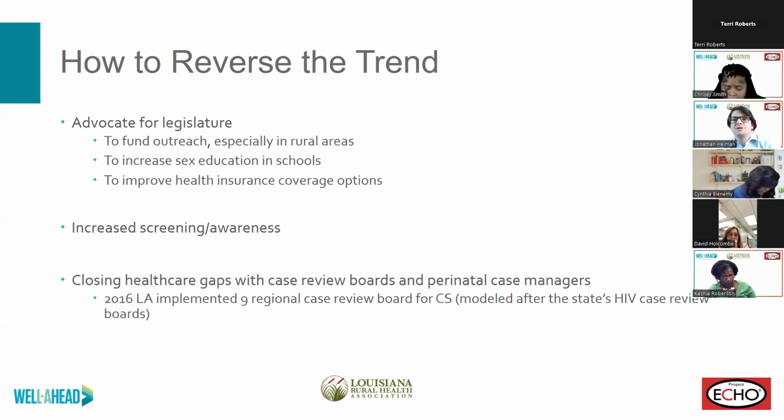Okay, so what are some things that we can do to reverse this trend? I think we have to take steps on many different fronts to start seeing these numbers change. Advocating for good legislation to fund outreach, especially in our rural areas. I'm, again, a proponent of mandating sex education in schools, and also improving health insurance coverage options. We, of course, need to increase awareness and screening, which we'll talk about in a second.